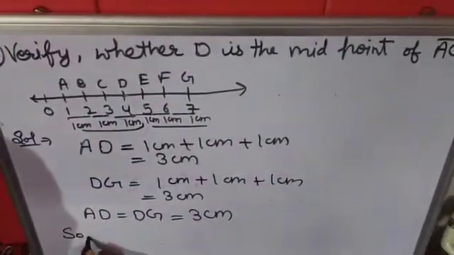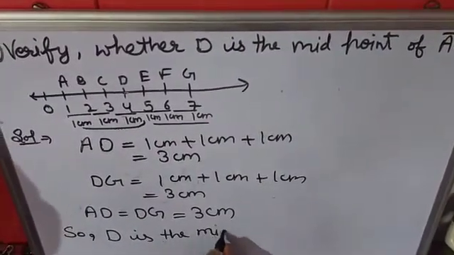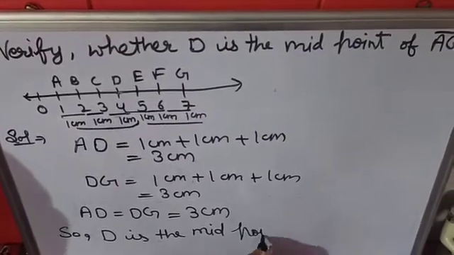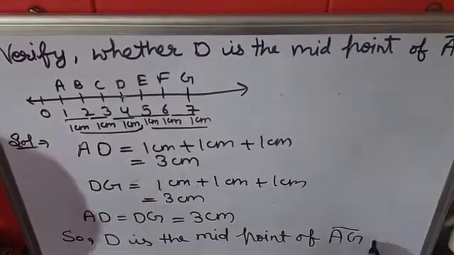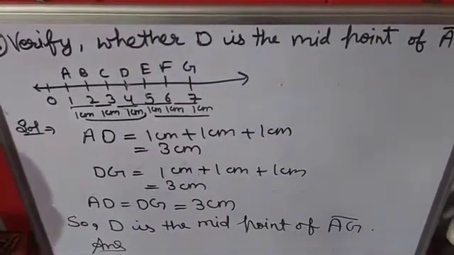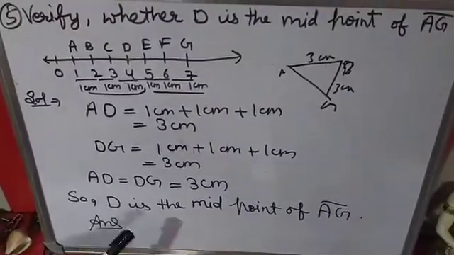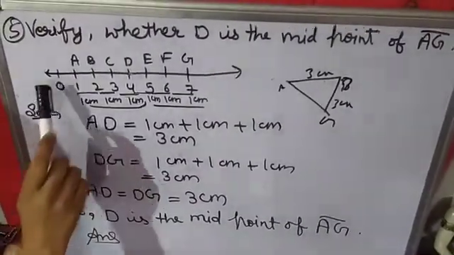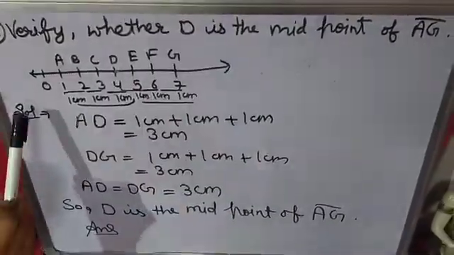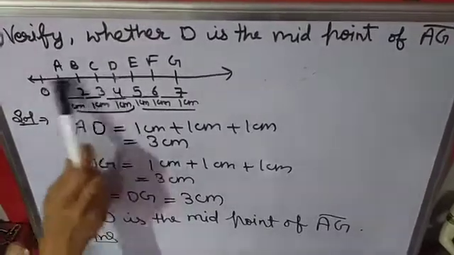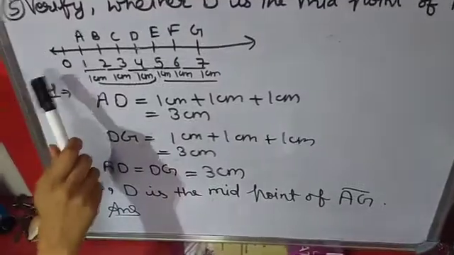So D is the midpoint of AG. This is the answer. Okay, D is the midpoint of AG, and also they lie on the straight line. So D will be the midpoint of AG because all the points are lying on the straight line.